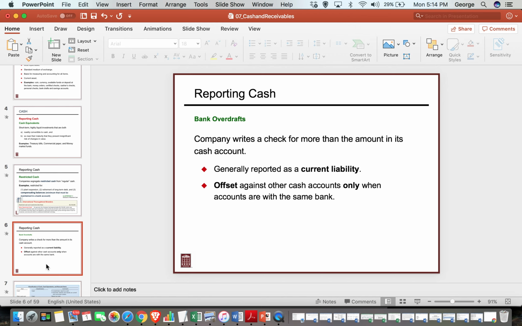This is a bad situation, right? We have a bank overdraft. We write a check for more than the amount in the cash account. First of all, that's against the law, so it's something we should not be doing. Generally, it will be reported as a current liability, and we can only offset it against other cash accounts if we have accounts in the same bank. So if I drew the check on Bank of Bolivar, but I have a savings account there, then I can offset it against that particular savings account.